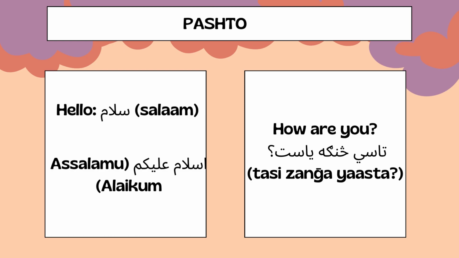To say hello in Pashto, you would say assalam alaikum, assalam alaikum. Now repeat after me. Assalam alaikum. How are you? In Pashto, you would say Tase sanga yast. Tase sanga yast. Now repeat after me. Tase sanga yast.